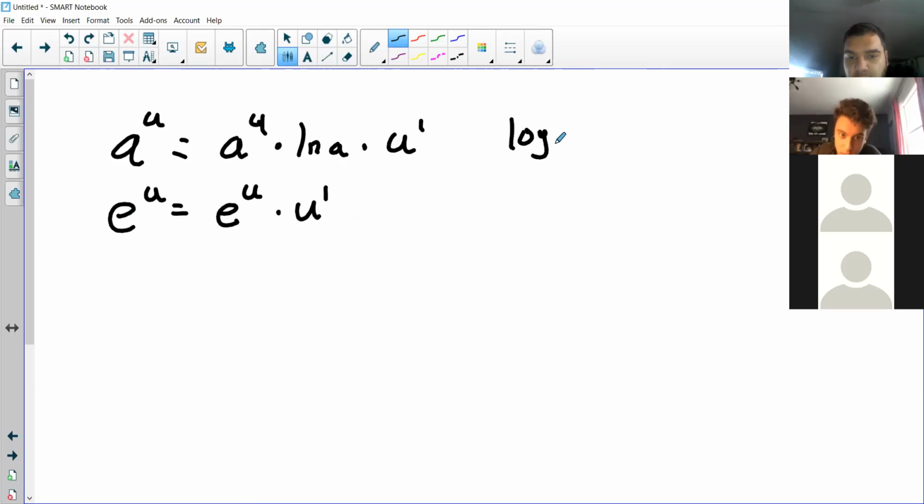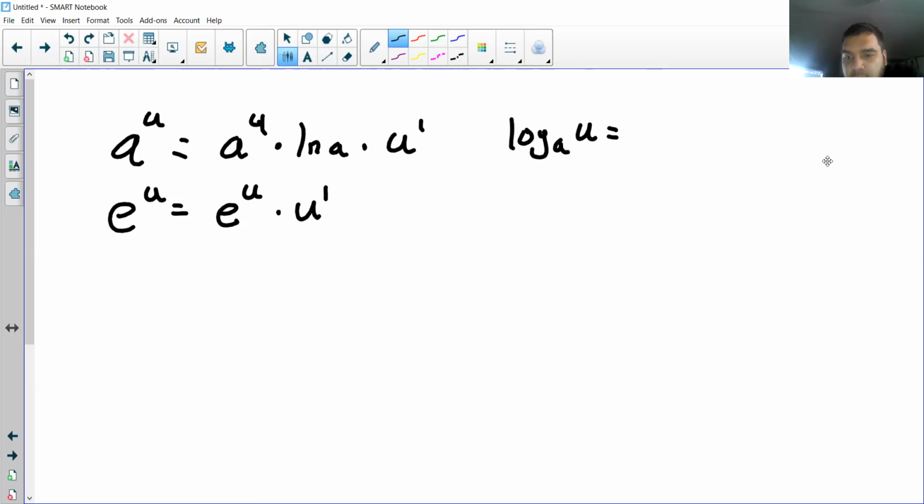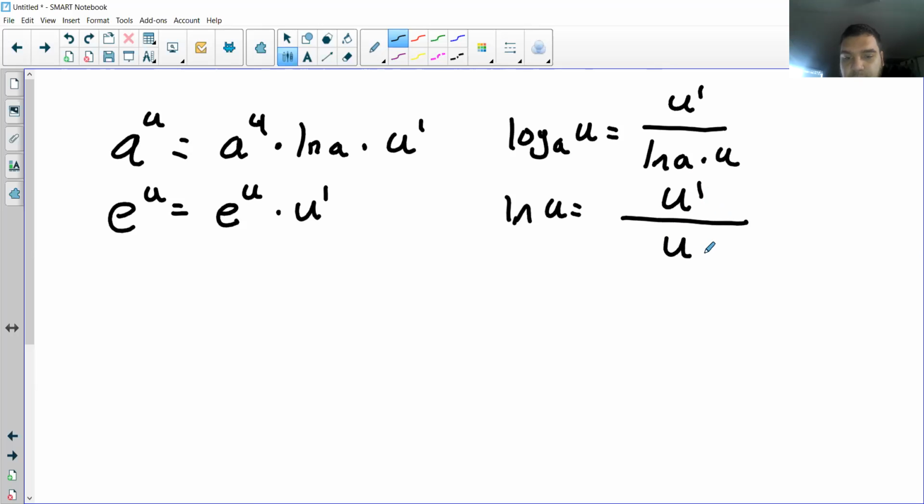And then we have log base a of u. So that is u prime over ln a times u. Yeah, times u. And what's special about ln is that since ln is the same as log base e, and ln of e reduces to 1, you just have to do u prime over u.